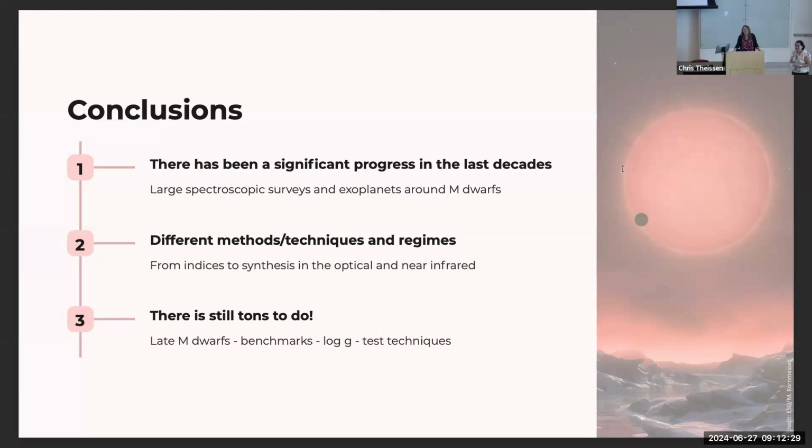Hello, Ulrich from Uppsala University. Thanks very much for the talk. I would just ask, do you have any ideas how to go forward with the log g methods? What would your direction be?